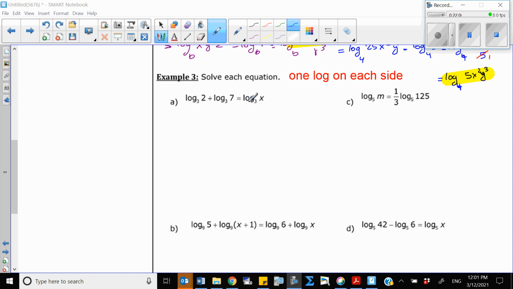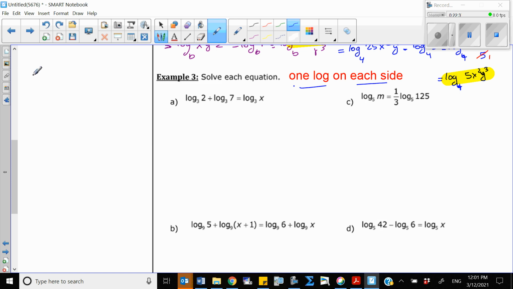Okay, now we're going to use the properties that we learned to solve the log equations. So let's say this example, we have log of 2 base 3, log of 7 base 3 equal to log of x base 3, and we want to solve this. It looks a little bit hard. How can I solve this? The best way is to use the properties and simplify the expression as much as possible in a way that we have one log on each side.